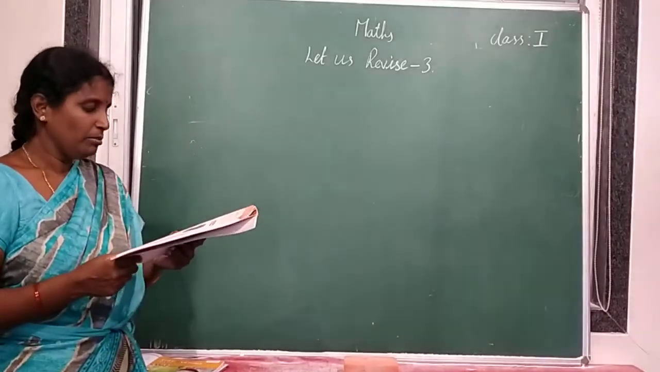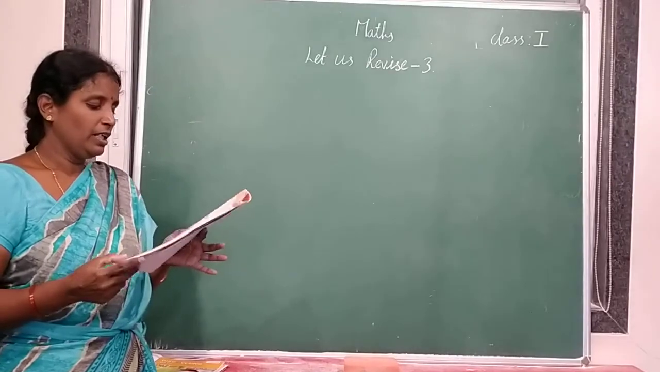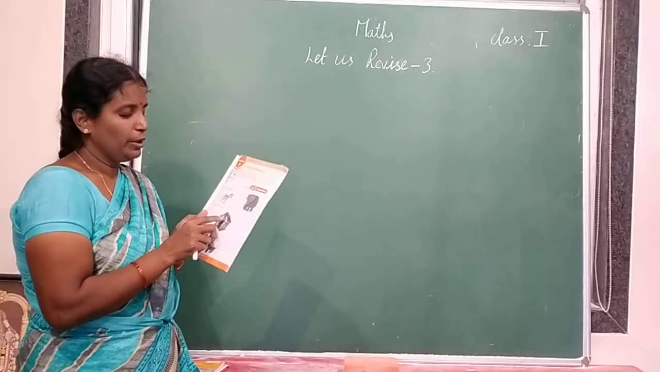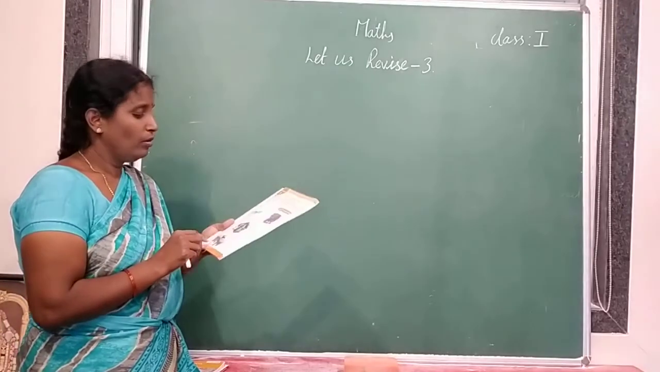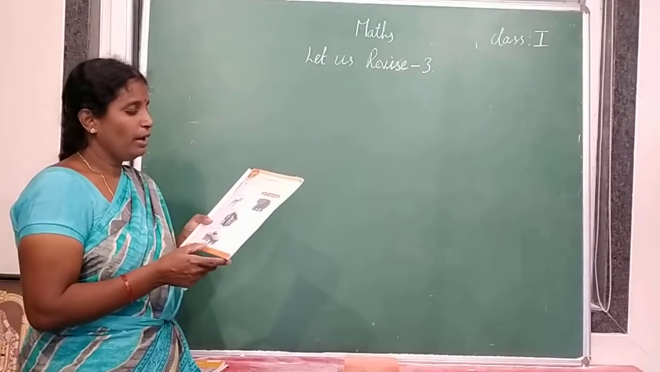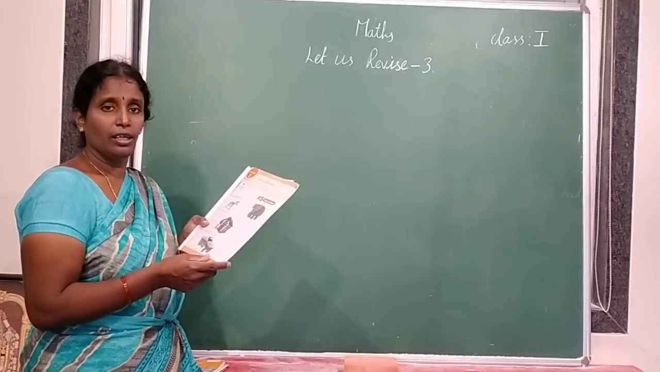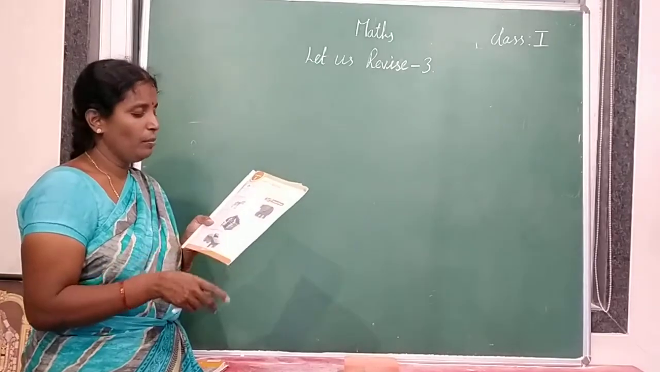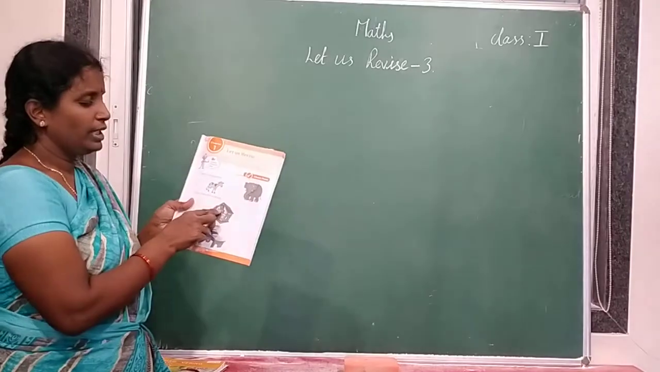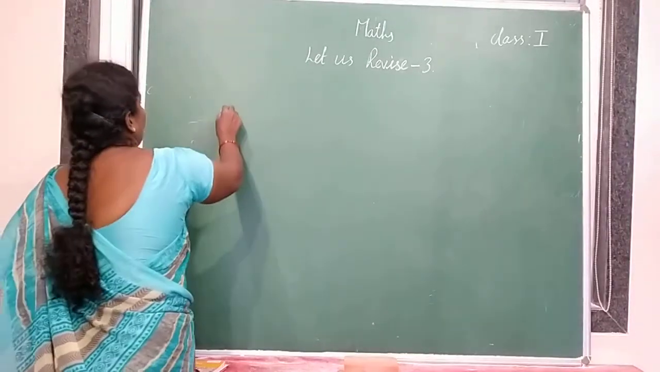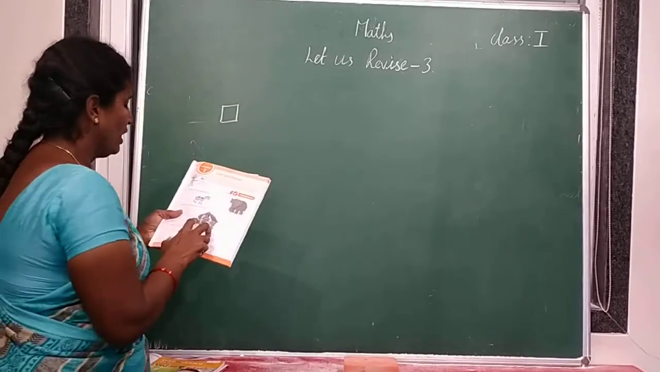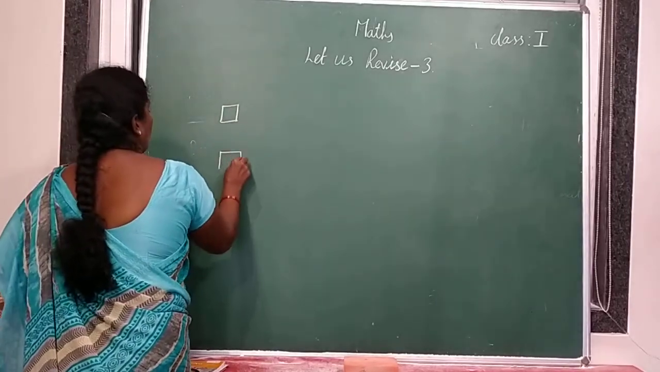In worksheet page number 5, tick the child on the top. Here one house is given and two children are there. One is top and another one is bottom. You have to put the tick for the top one. Who is on the top? She is on the top. The upper one, one girl is on top of the house and another one is at the bottom.